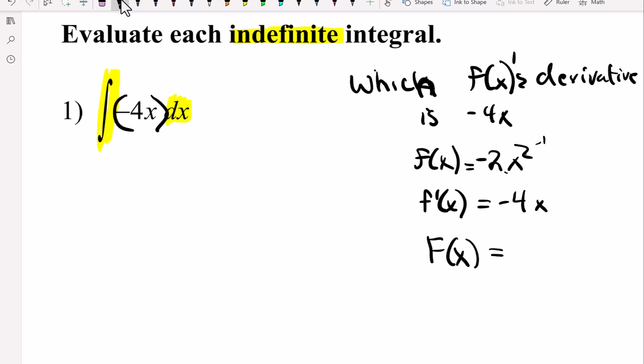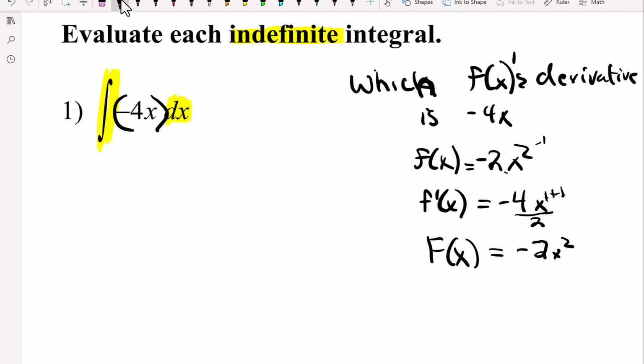So let's see what we did. So this is x to the first. So we're going to add 1 to this. 1 plus 1 is 2. Then we're going to divide by 2. And that will give us negative 2x squared.